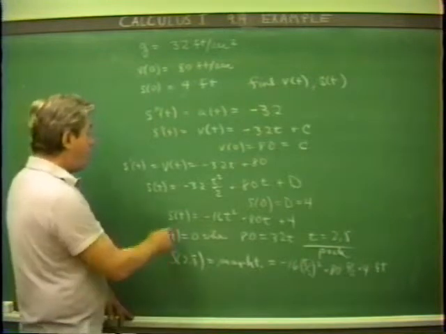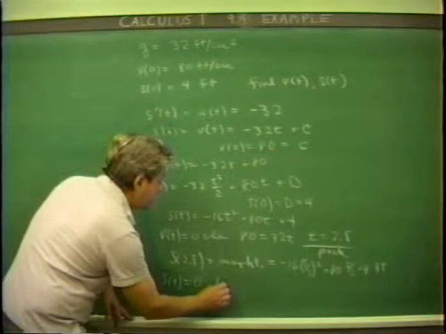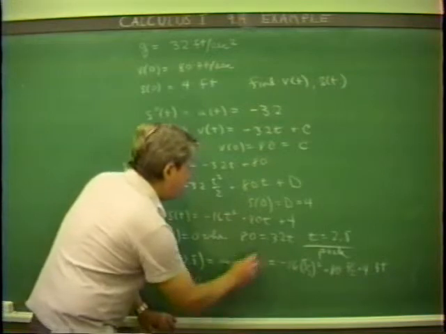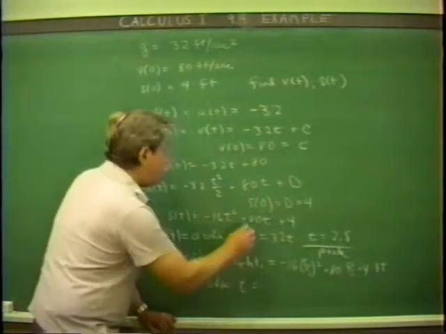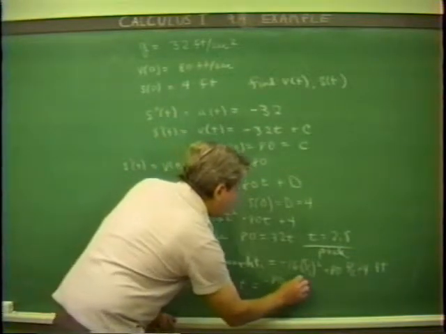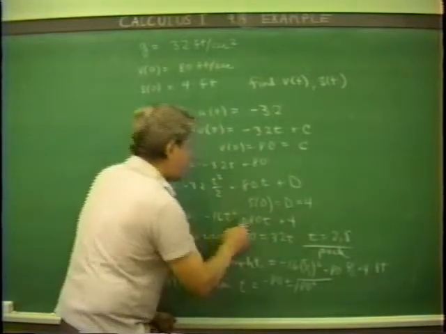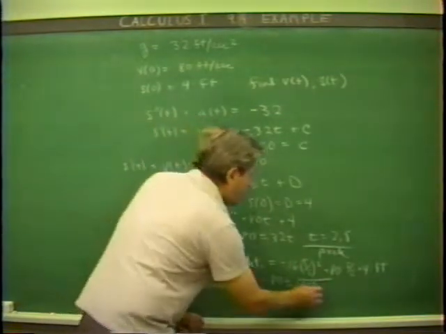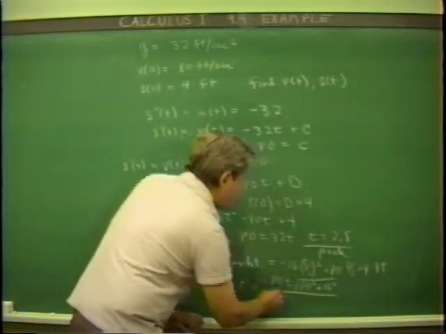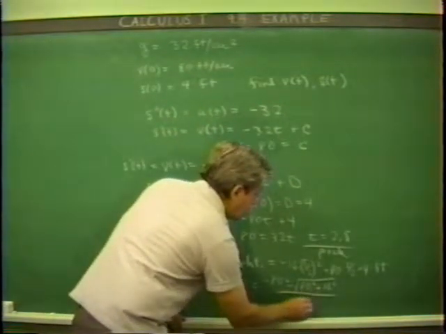Now the maximum height is attained then. If it's the ground, S of t is equal to 0. S of t is equal to 0 when what? This is 0, that's to say when t is equal to minus 80 plus or minus the square root of 80 squared minus 4 times minus 16 times 4, so this is plus 16 squared over minus 2 times 16.